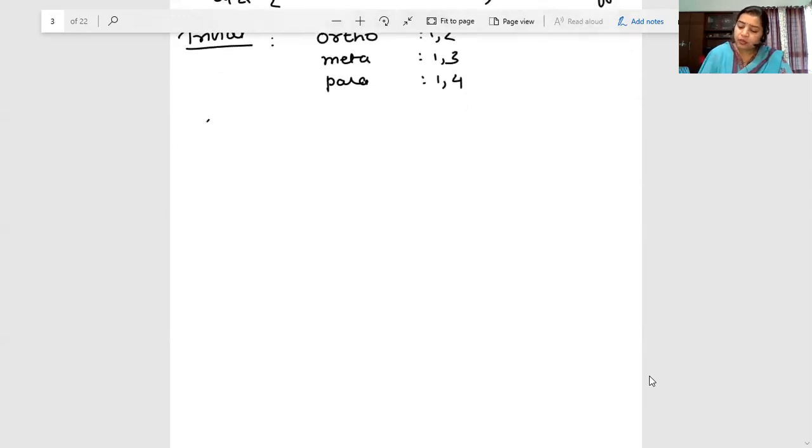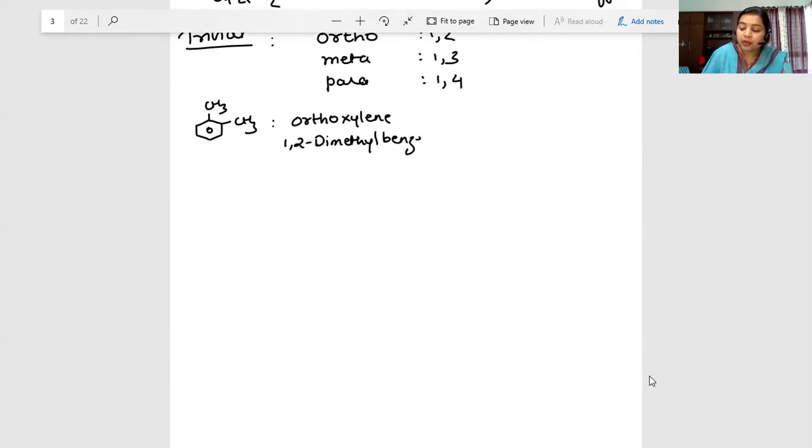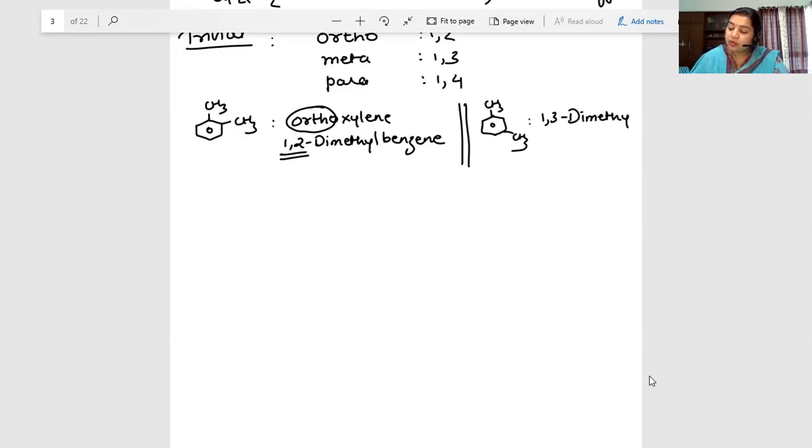Let me exemplify. For example, if I have similar substitution, these two CH3s. As per my common nomenclature, this is called orthoxylene. But for IUPAC nomenclature, it is called 1,2-dimethylbenzene. See how for IUPAC the word ortho is not allowed and 1, 2 is taken into consideration. Similarly, if I have CH3 at these positions, then I will call it 1,3-dimethylbenzene, and of course, metaxylene. Similarly, a paraxylene will be formed, which will be IUPAC named as 1,4-dimethylbenzene.